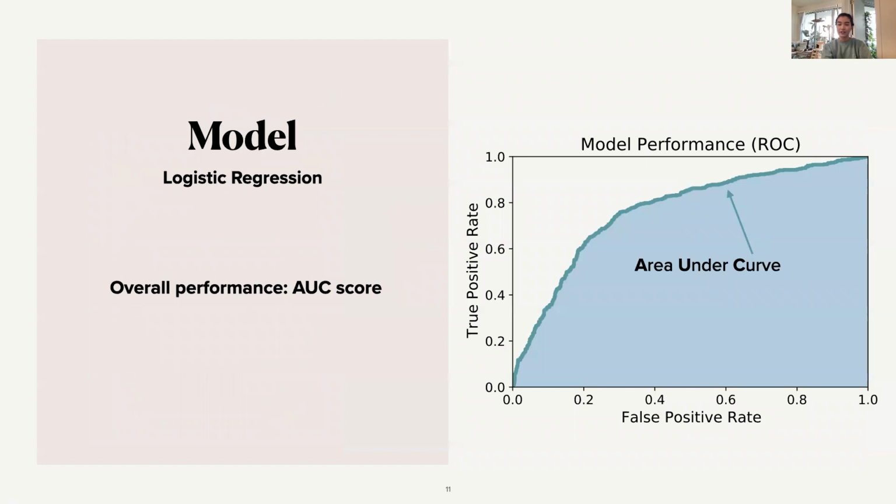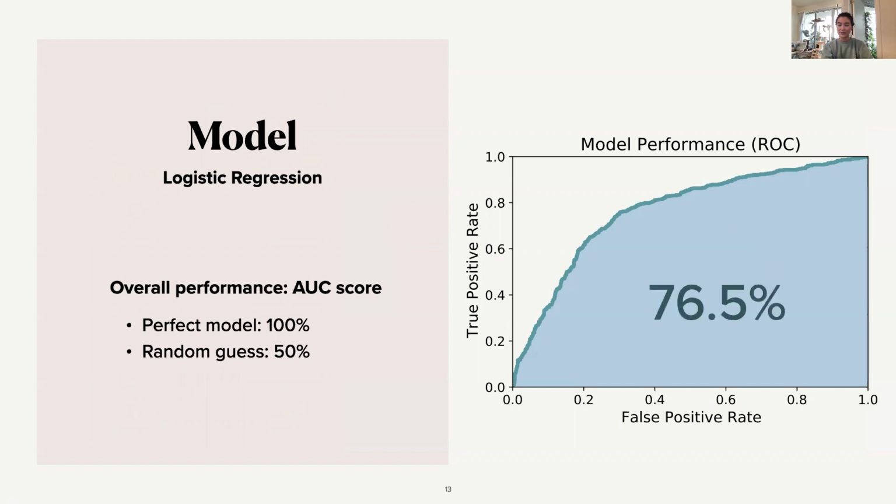We use AUC to evaluate the model. It means area under the curve characterizing the model performance. We will not get into the technical details, but to give you some idea, a perfect model would score 100, and a random guess would be 50. Our model has a score of 76.5.